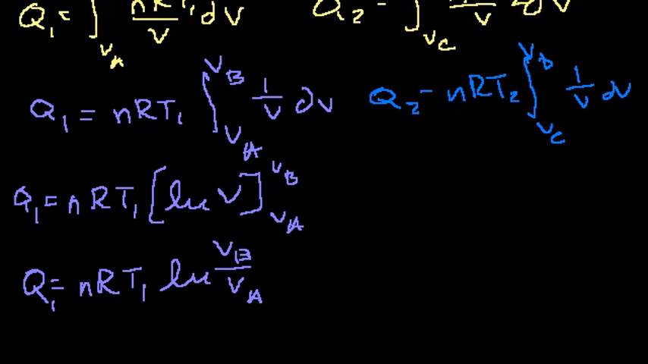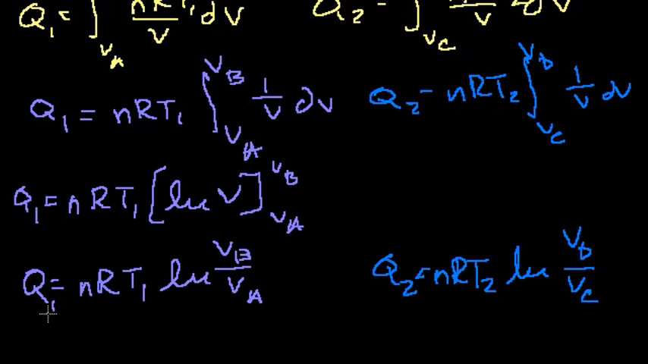Now, the same logic, q2 is going to be equal to what? q2 is going to be equal to nRT2. Now, the only difference with this integral is where I had Vb, now I have Vd. Sorry. So now then it becomes natural log of Vd. And where I had Va, now I have Vc. So over Vc. All right.